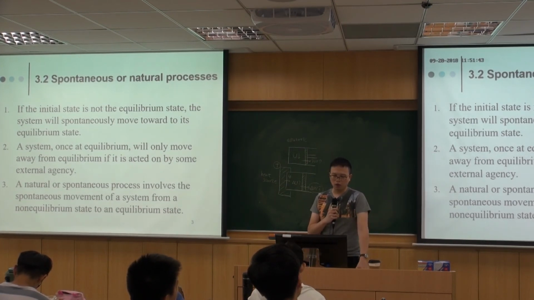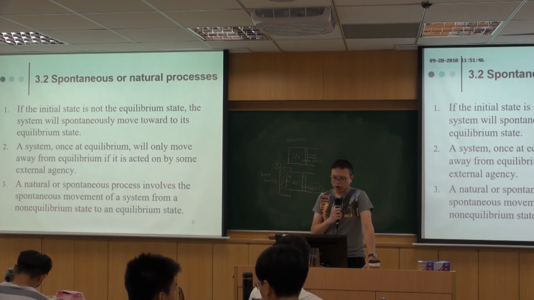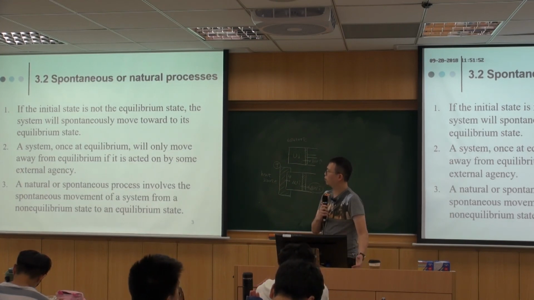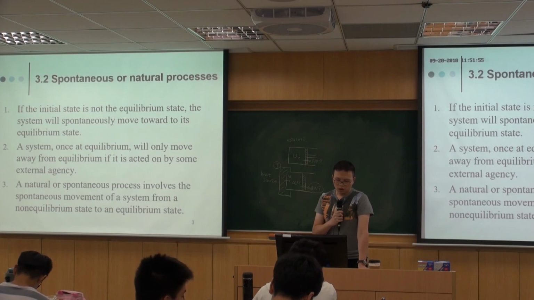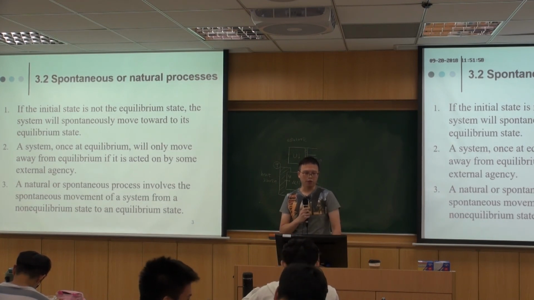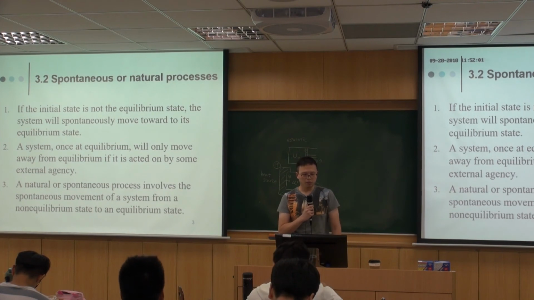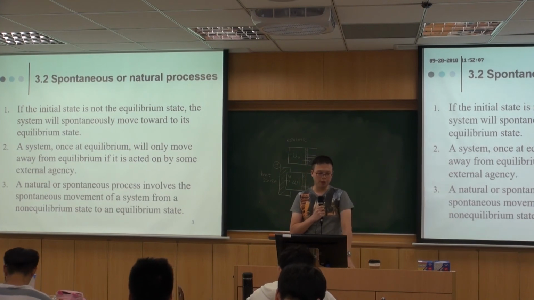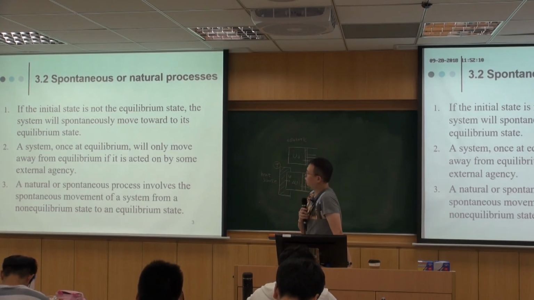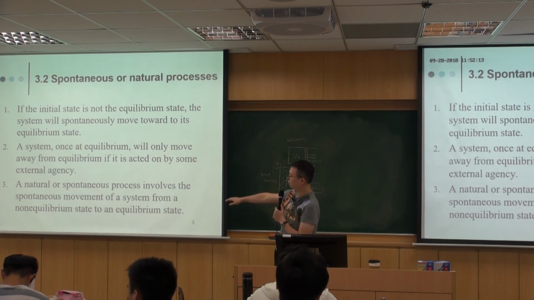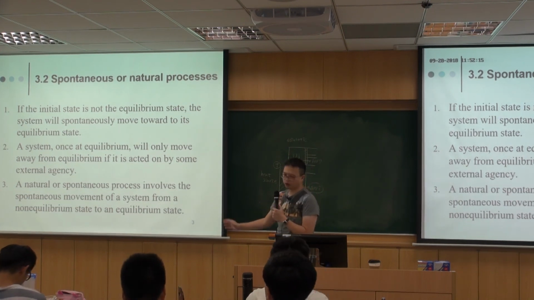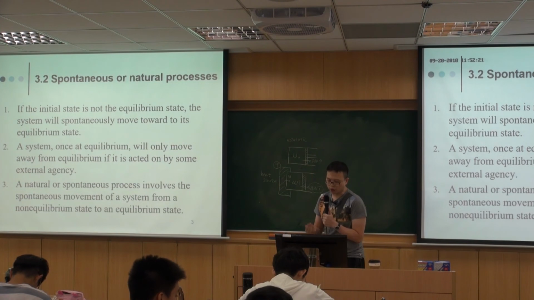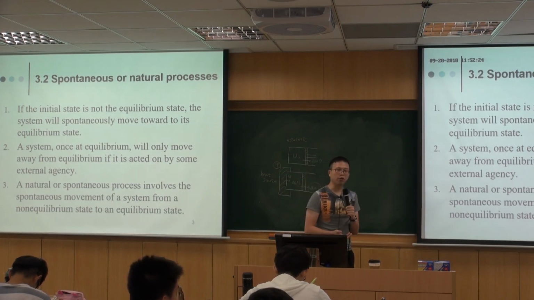You have to, if you want to look good in shape, you have to exercise a lot. That's the thing that you have to do in order to get something into order. So naturally, if you just let it go, you will just reach some equilibrium state that you might not want. Probably you don't want that, right? So a natural spontaneous process involves a spontaneous movement of a system from a non-equilibrium state to an equilibrium state. So in terms of thermodynamics, equilibrium state is, well, maybe it's not a very good thing, right?